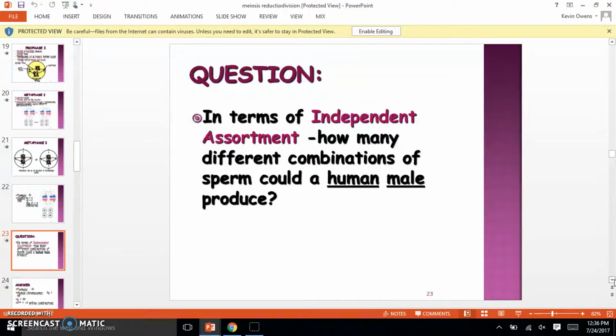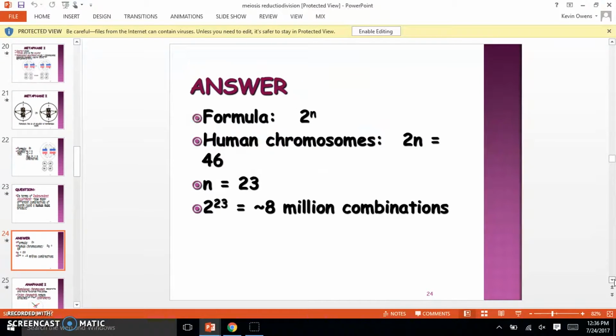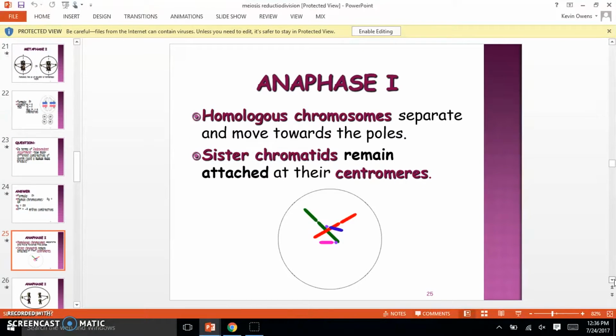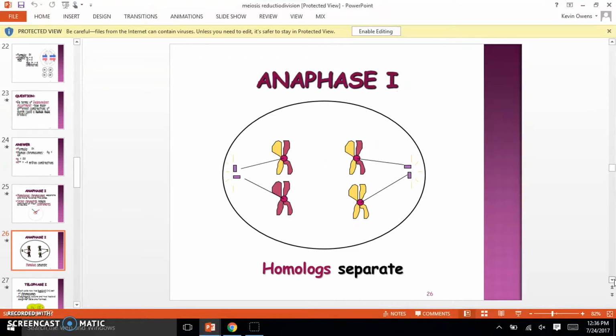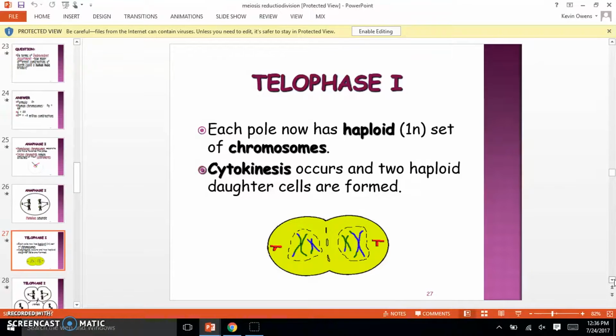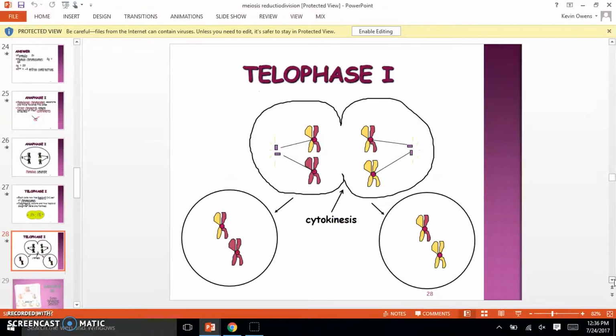In terms of independent assortment, how many different combinations of sperm could a human male produce? 8 million different combinations. And then you multiply that by what the woman could actually give, so you have 8 million times 8 million. So lots of different combinations. At anaphase, they separate and move toward the poles. Here you see the separation occurring. Each pole now has a haploid set of chromosomes. Cytokinesis occurs and 2 haploid daughter cells are formed. Cytokinesis is the division of the cytoplasm and all the other organelles.